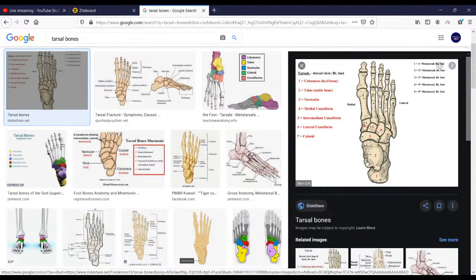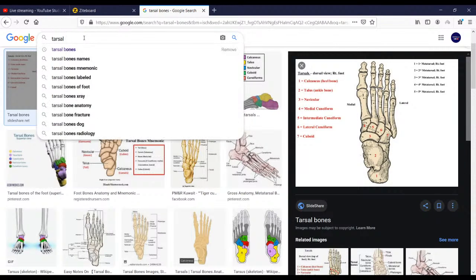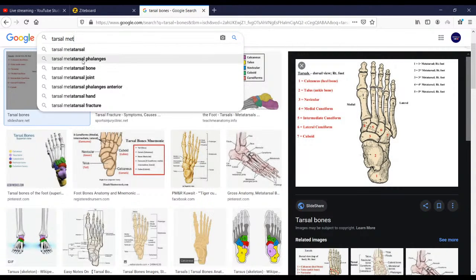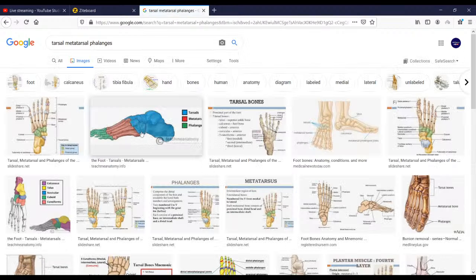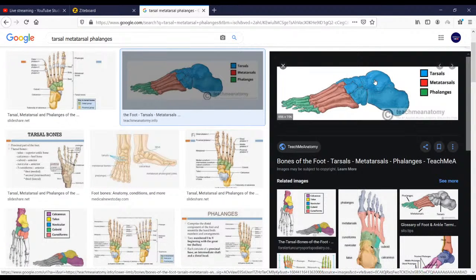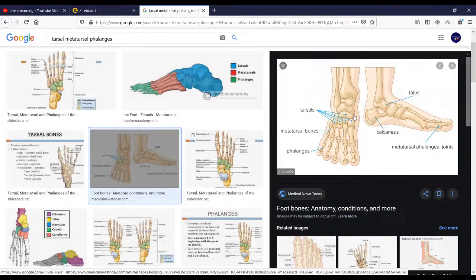You can see here, this one is one view of the tarsal bone. If I see tarsal, metatarsal, this is the best way to know. In this one you can see tarsal, metatarsal, then these are the phalanges again. So this is how you can discern the difference between a hand and a leg. Tarsal, metatarsal and phalanges. Again you can look here, tarsal, metatarsal, phalanges.